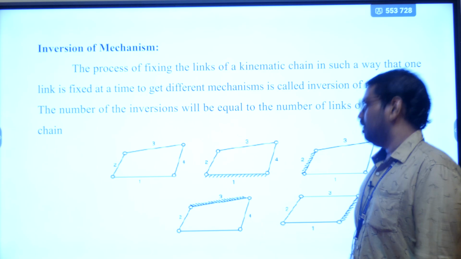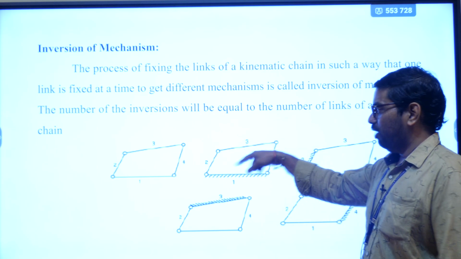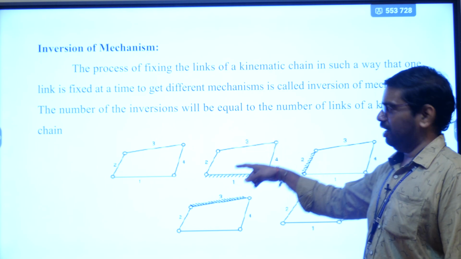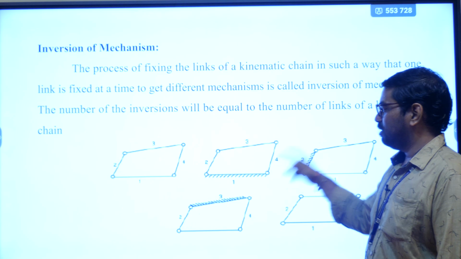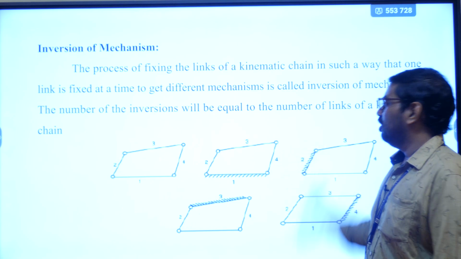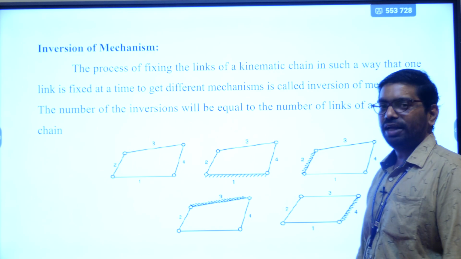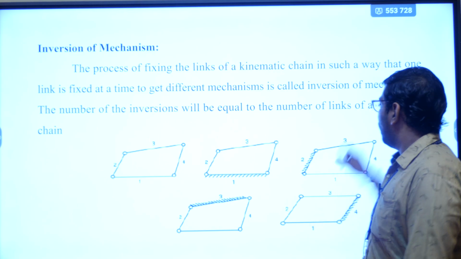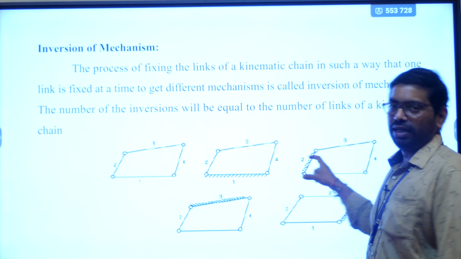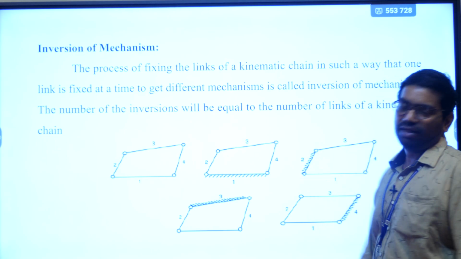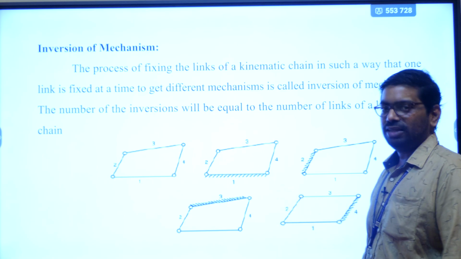Let us consider a four-bar mechanism. The first figure shows the four links which are connected in turning pairs. Next, if we fix the link which is beside the shortest link, we get one type of mechanism, which is represented as the crank and rocker lever mechanism. And second, if we consider the crank as the fixed link, we get the double crank mechanism.